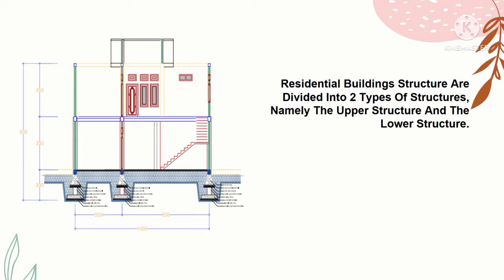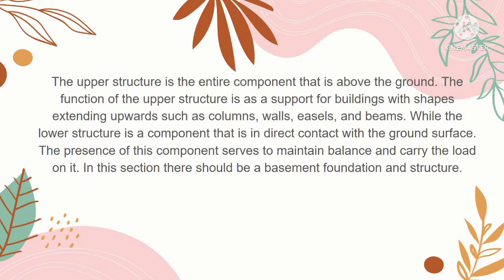Residential building structures are divided into two types, namely the upper structure and the lower structure. What do the two structures mean? The upper structure is the entire component that is above the ground. The function of the upper structure is as a support for the building, with shafts extending upwards such as columns, walls, shelves, and beams.